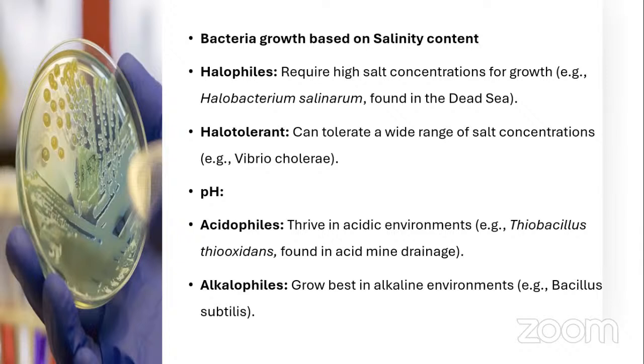We also have alkalophiles that grow best in alkaline environments. An example is Bacillus subtilis. These bacteria grow very well at pH above 7, which can usually and normally inhibit the growth of other bacteria.